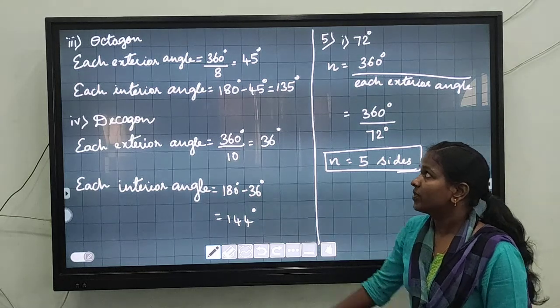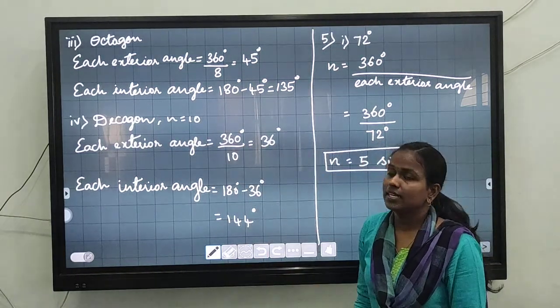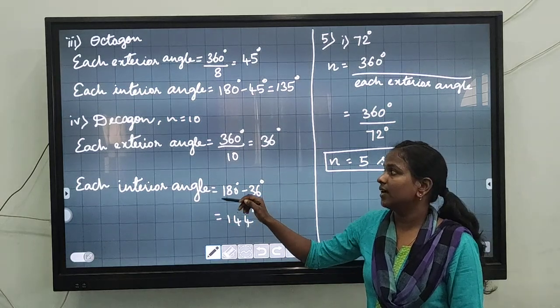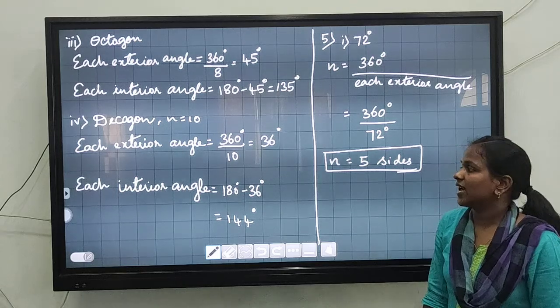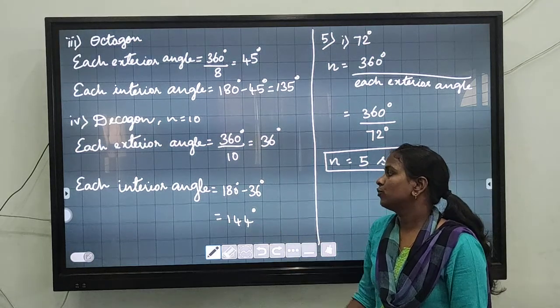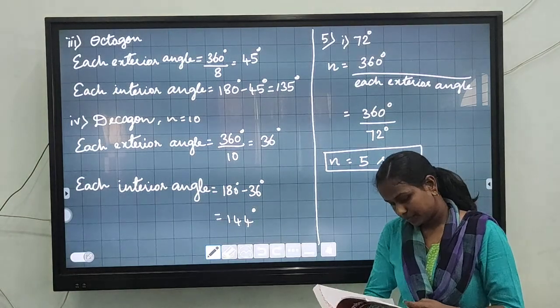Same way next question. Here n value is 10. So 360 divided by 10, you will get 36 degree. That is the exterior angle. Each interior angle equals 180 degree minus each exterior angle. So you will get 144 degree. So next one is the fifth question.